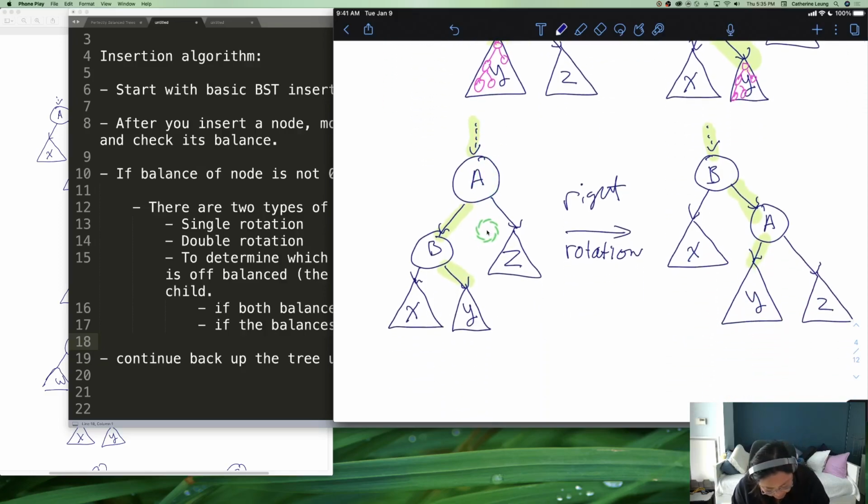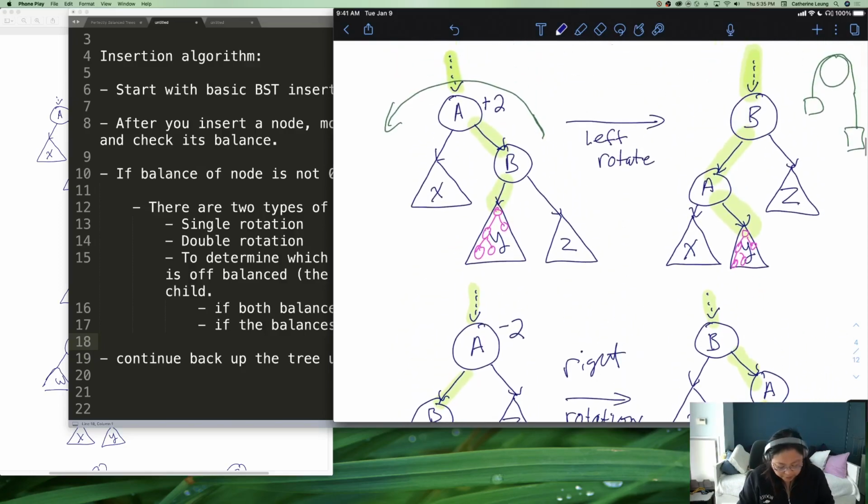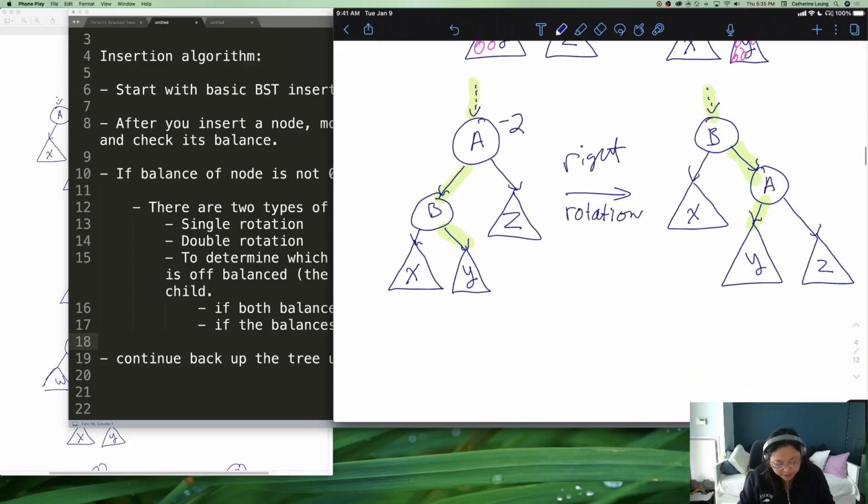Now, if the left-hand side is too tall, then the balance here will be -2, and so you're going to do the other rotation. So if it's +2, you use the first one. If it's -2, you use the second one. Left-hand side too tall, shift it to the right. Now those are single rotations.